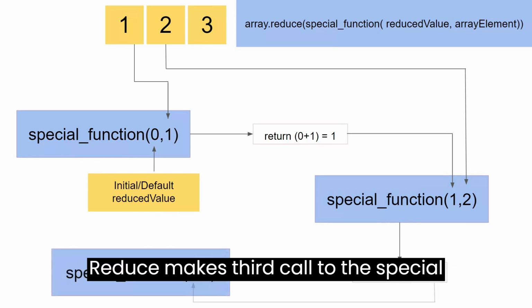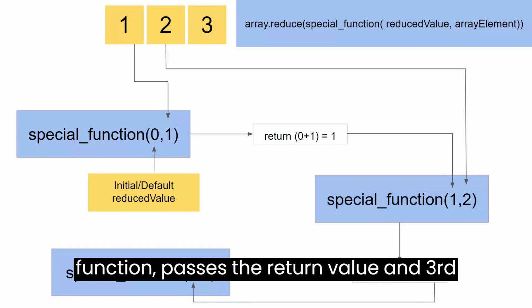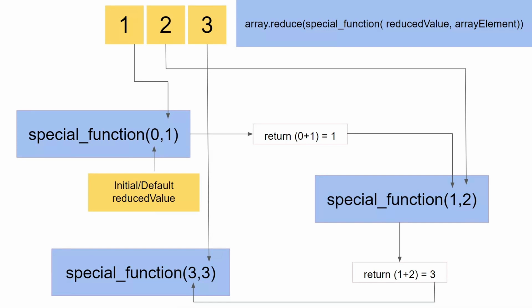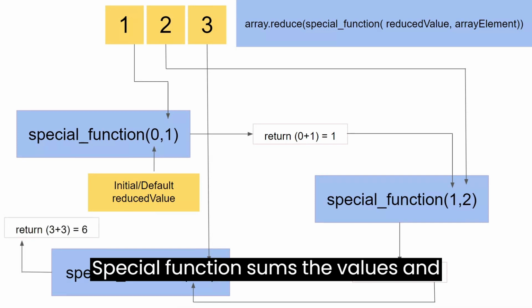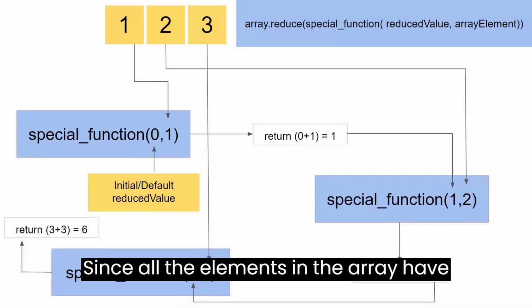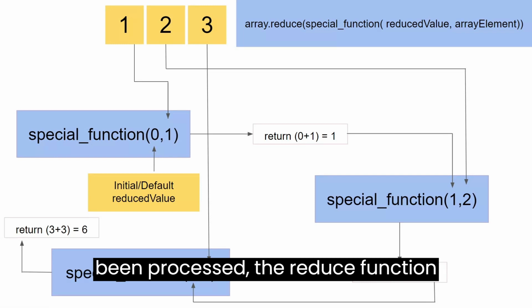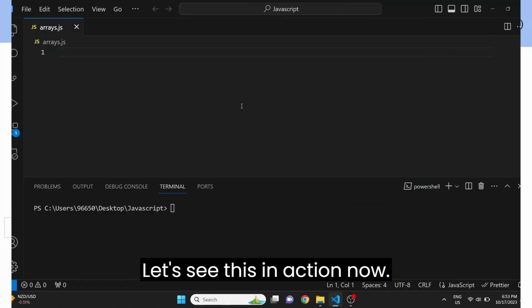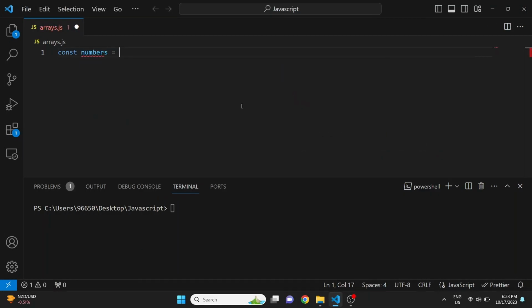Reduce makes third call to the special function, passes the returned value and third element from the array as parameters. Special function sums the values and returns 6. Since all the elements in the array have been processed, the reduce function returns. It returns 6 as the final result. Let's see this in action now.